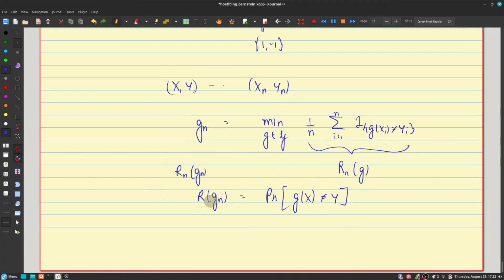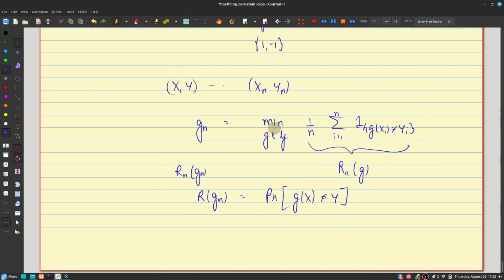Now there's a subtle point over here. Although it may look like just an average of independent random variables, Rn of Gn is really not just a simple sum of IID random variables. And why is that the case? It's because of this minimization. So for every data set or every sequence x1 through xn, the minimizer could be different.